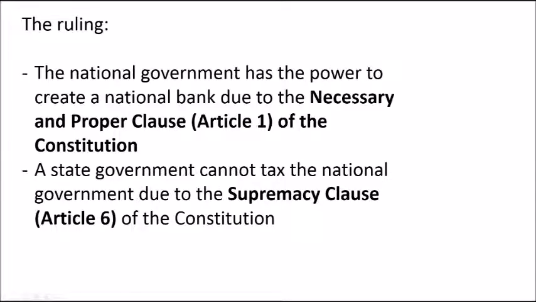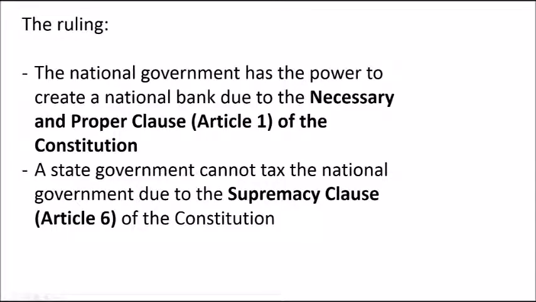The other big thing here was a state government cannot tax the national government, and this goes back to the Supremacy Clause in Article 6 of the Constitution. The laws set forth in the Constitution and those powers of the national government, according to Article 6, are supreme to any state laws. So when there is a conflict between a national law and a state law, the national government wins out according to the Supremacy Clause.